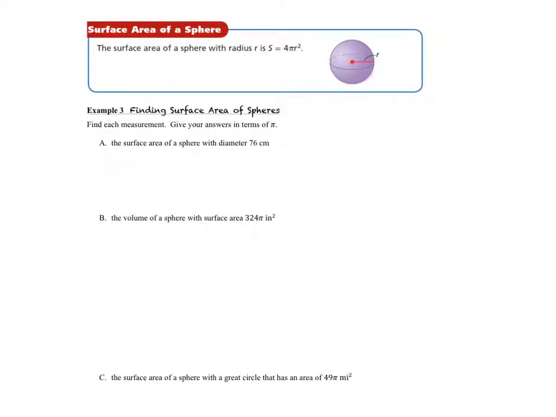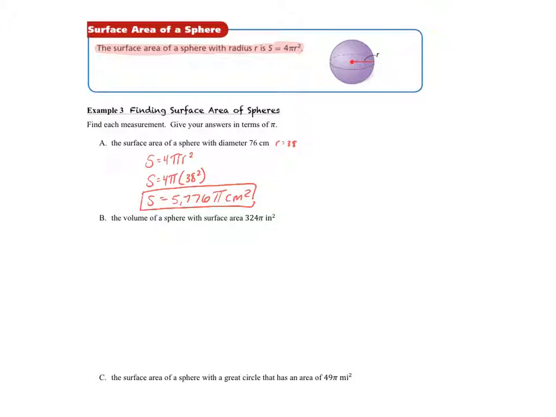Okay, now we have to talk about surface area. So surface area of a sphere has this formula, S equals 4 pi r squared. If you want to think of what surface area is, think of like an orange peel around an orange. It's the same idea. So the surface area of a sphere with a diameter of 76 centimeters. So I plug in all my numbers. The surface area is equal to 5,776 pi centimeters squared.